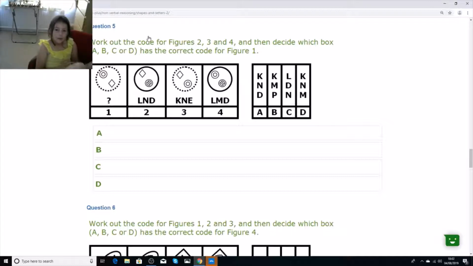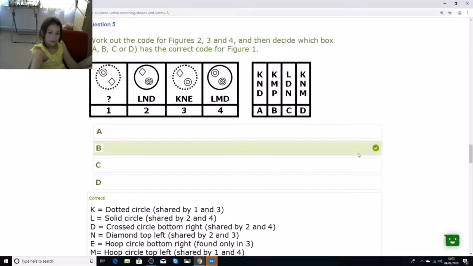So the last letter must be probably not like the rest, because D and D, well, D must mean the sign is on the bottom right corner, sorry. And 3, E, must mean the circled donut shape is on the bottom right. However, 1 doesn't have any of those characteristics, so it's another letter, which is P. So KMP, which is B.